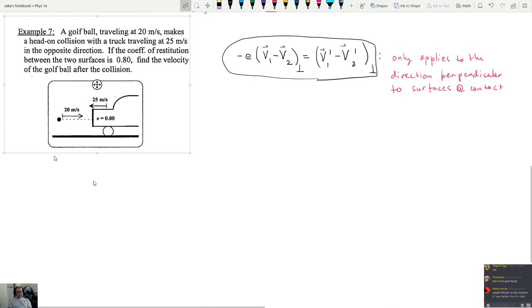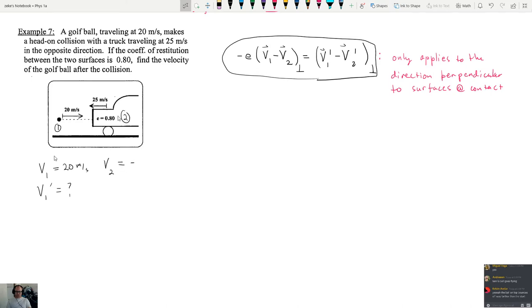Okay, so we've got two objects. Let's label what's going on. So let's call the golf ball 1, and let's call the car, or the truck, 2. So we're going to say that the velocity of the golf ball before the collision is going to be 20 meters per second. We don't know what the velocity of the golf ball after the collision is. The velocity of the truck, we'll call that number 2, before the collision is going to be, we'll have to do negative 25 because it's going to the left. So I'm basically making this the positive x direction. Negative 25 meters per second for the truck. What do you think the velocity of the truck is going to be after the golf ball hits it?